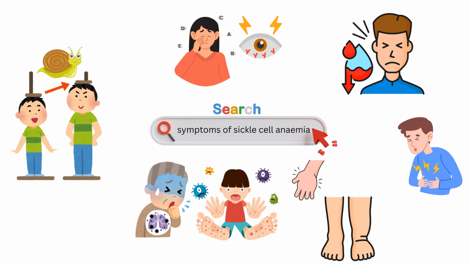Lastly, sickle cell individuals may have vision problems. Tiny blood vessels that supply blood to the eyes can become plugged with sickle cells. This can damage the portion of the eye that processes visual images, called the retina, and lead to vision problems.